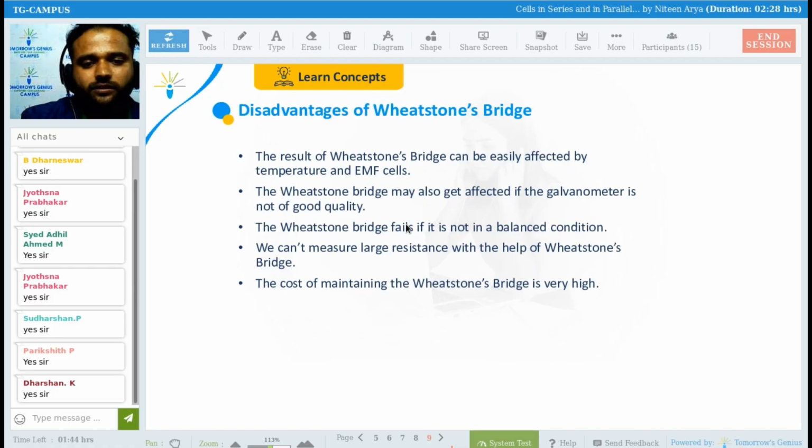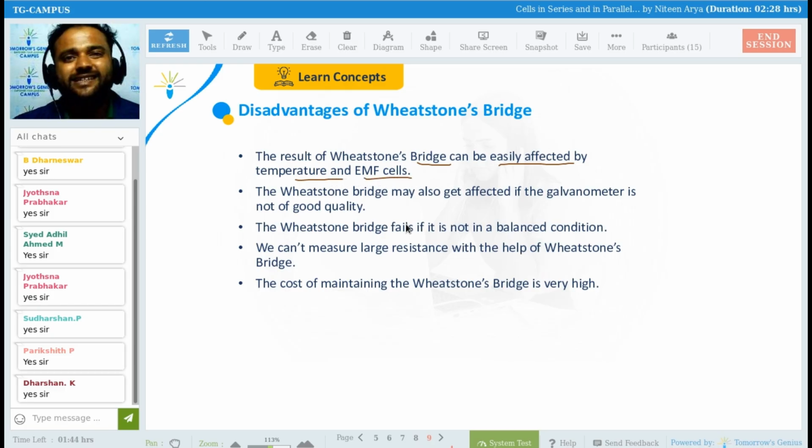Now we can focus here. The result of the Wheatstone bridge can be easily affected by the temperature and EMF of a cell. As we know, resistance is temperature related. Tell me, what is the relation of temperature and resistance? Anyone? Then I'm going to tell you. Meanwhile, you can write the relation.